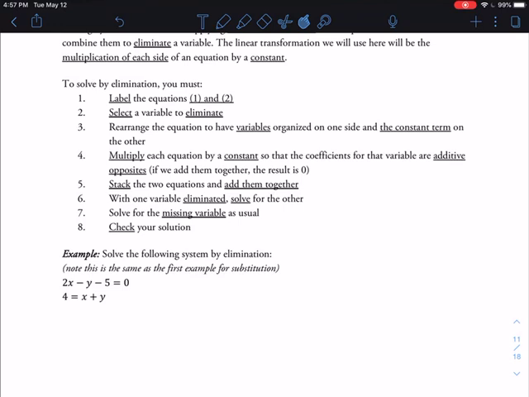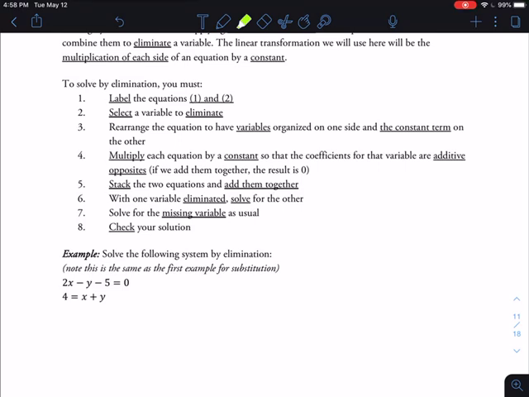It's not mandatory, step 3, okay? But it is helpful, and most students find that if they do this, having the constant term on one side and the variables on one side, they find it easier to keep themselves organized and problem solve a little bit more logically. So that's why I put it in the steps, but as you get good at this, you might not want to do that, and that's fine too.